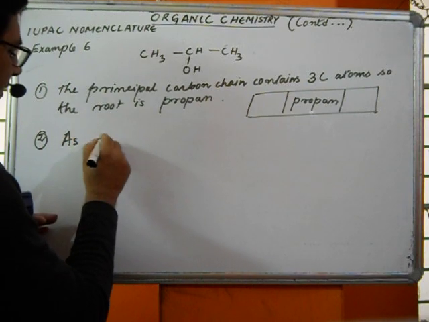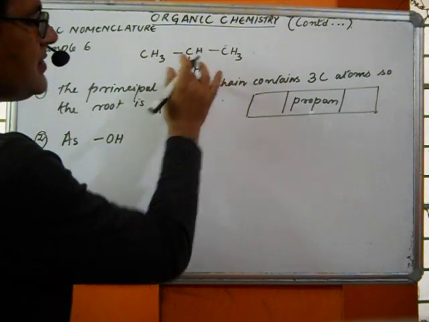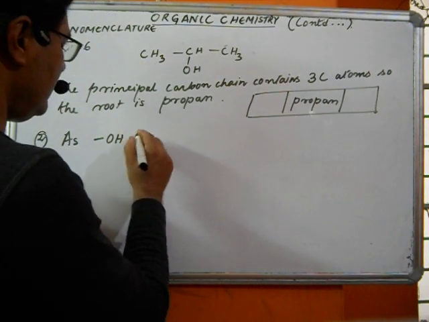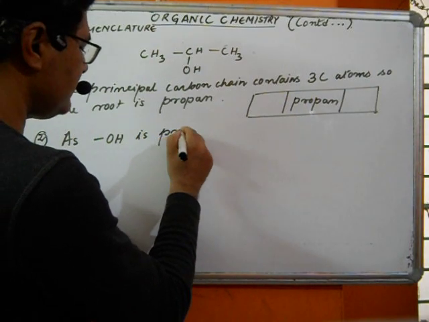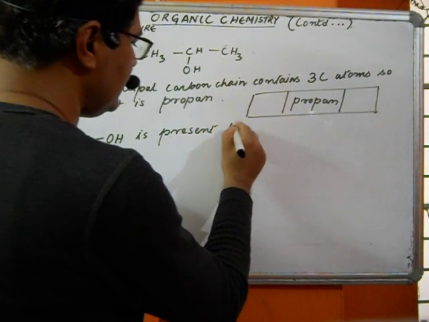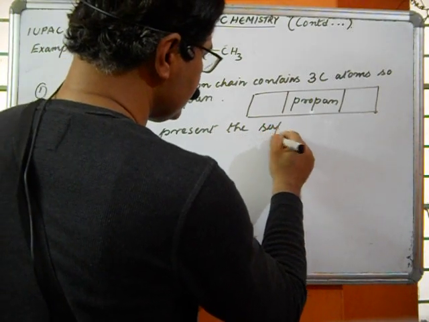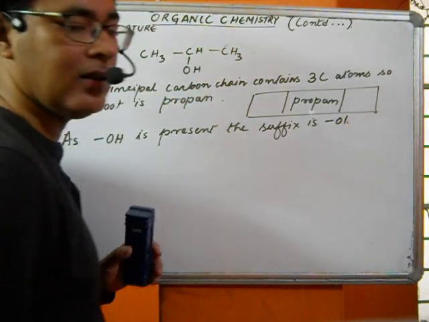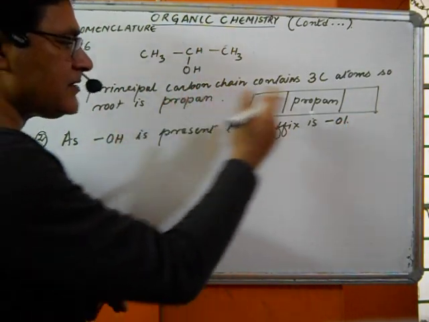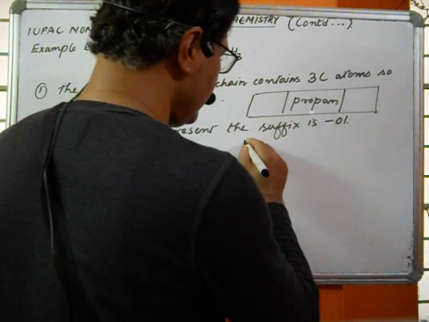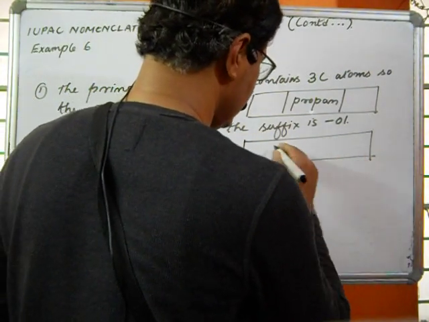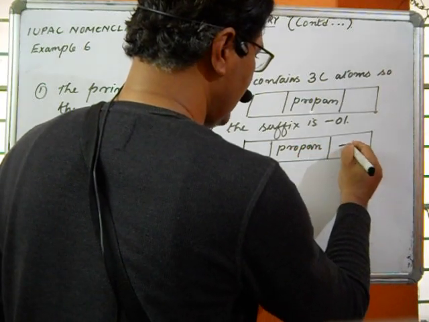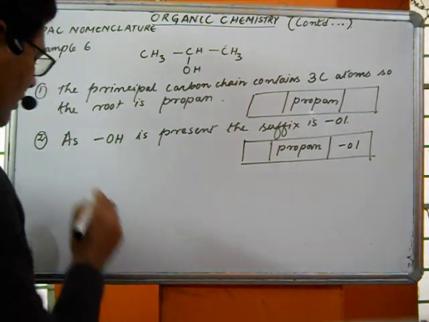Next, number 2, OH is present, the alcohol group is present, it's a class of compound of alcohols. The suffix is dash all. So whenever OH is present, the suffix is all. So we can write this as propane, P-R-O-P-A-N, propane dash all.